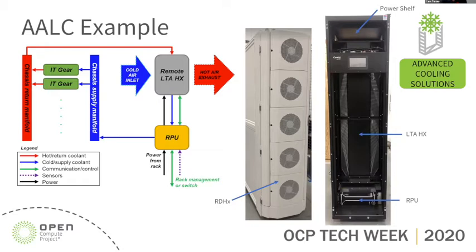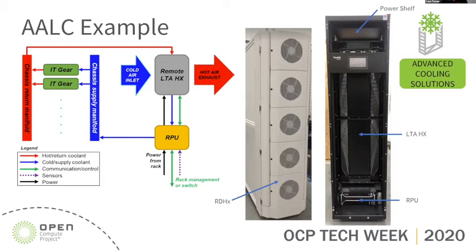At the remote liquid to air heat exchanger, cold air from the facility passes through it and captures the energy that was in the liquid and transfers it out into the hot aisle, which in turn is, of course, lowering the temperature of the coolant. So this now cycles back through the RPU, and this cycle starts again.